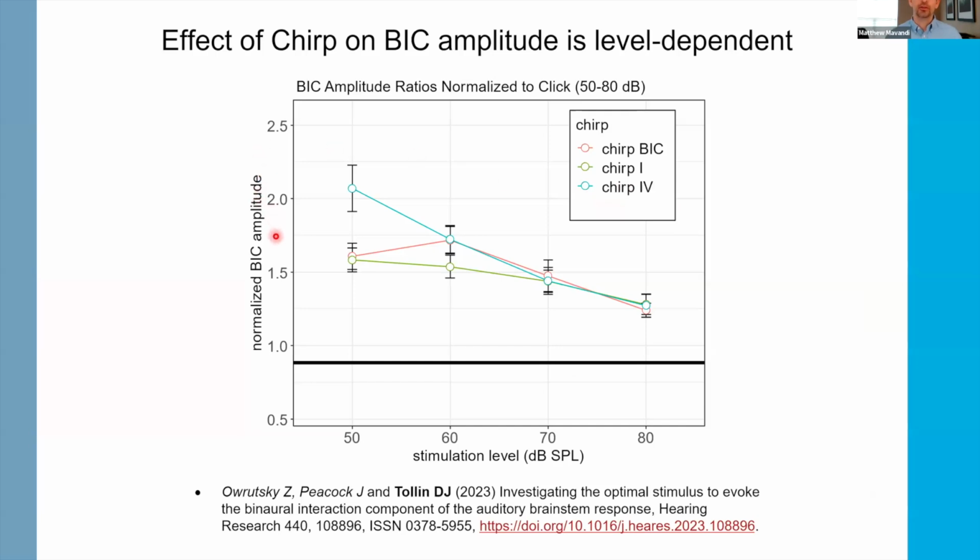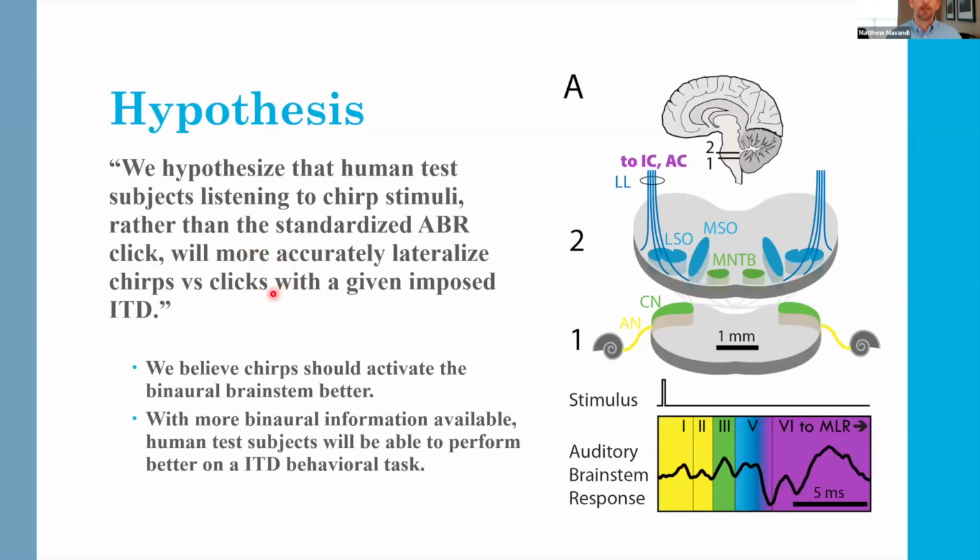So they did this with an animal study, Dr. Tolene's lab, and they were able to find almost a 2 times better response using the chirp rather than a click in the animals. And so we wanted to test it in humans as well. They are currently doing a study with ABRs in humans to see if they can evoke a better BIC with the chirp rather than the click. But my study is kind of like a branch off of that. I only had a few weeks there, so I had to quickly do a project, and so they organized this project.